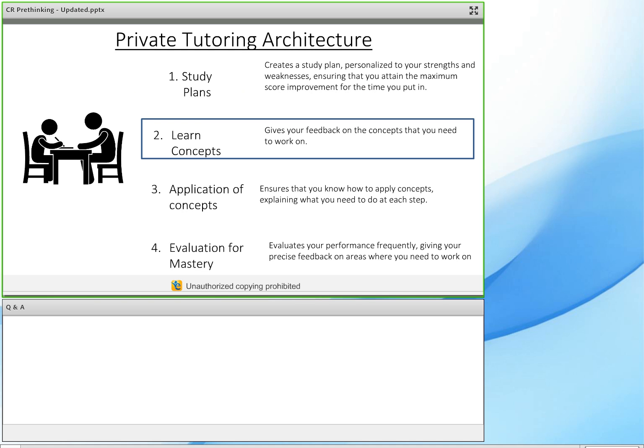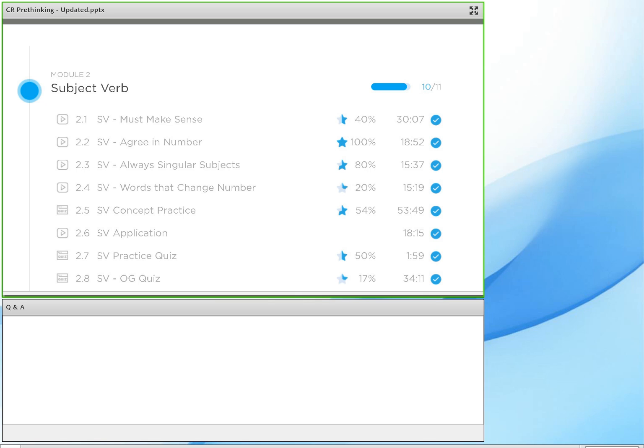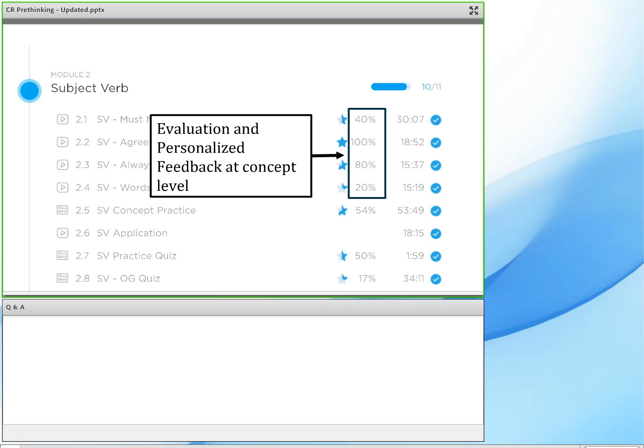Now, that's about study plans. The next thing that a private tutor does is teach you concepts and give you feedback as you're learning those concepts. The e-GMAT learning architecture is designed to do that. What you see over here is our subject verb module, and essentially when we teach you concepts, we give you feedback on how well you're learning those concepts. Here you see on the left 2.1 to 2.4 are 4 concepts in subject verb. Each of these concepts is a video lesson, an interactive video, and each video lesson has its own embedded quiz. You spend about 15 to 20 minutes learning the concept, and you get evaluated right then and there, and you get feedback on how well you've learned.